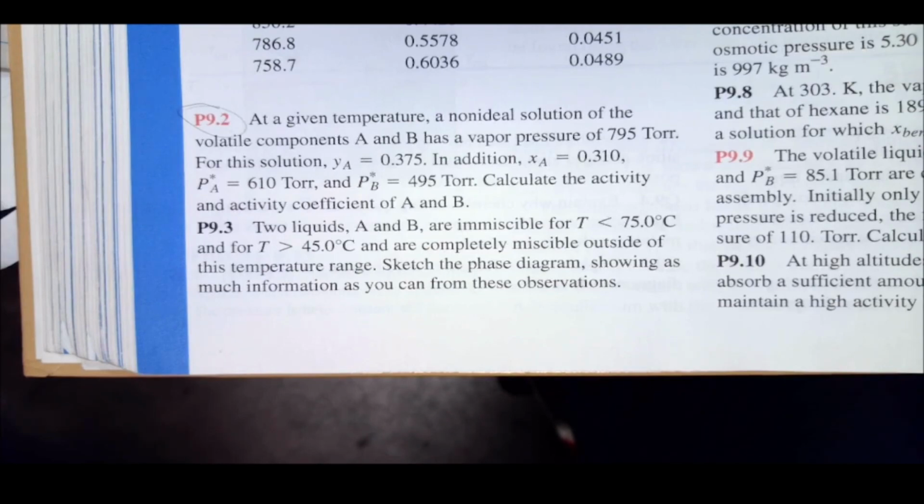Starting with problem 2. At a given temperature, a non-ideal solution of volatile components A and B has a vapor pressure of 795 torr. For the solution, the Y of A, so the gas phase mole fraction of A, is 0.375. In addition, the liquid mole fraction of A is 0.310. Given that the P star of A is 610 torr and the P star of B is 495 torr, calculate the relative activity and activity coefficients of A and B.